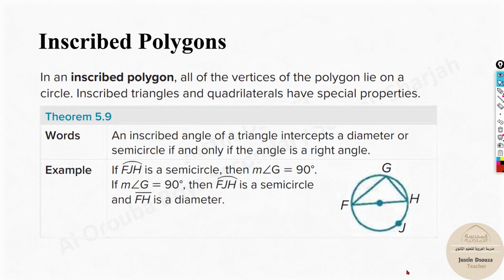Now, back to the inscribed polygons. Here, we are inscribing a polygon inside a circle. It's just not arcs anymore. This is a polygon. See, this is a triangle, right? Or you can have a rectangle or quadrilateral, basically.